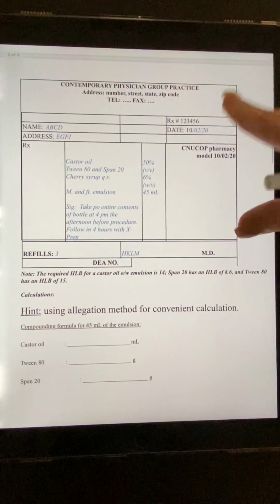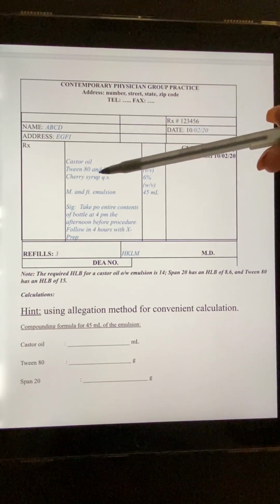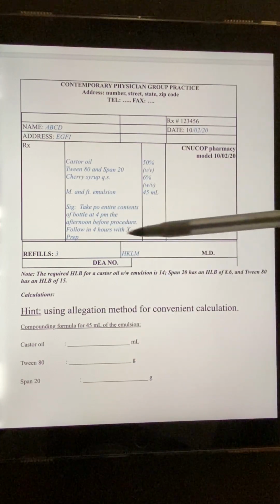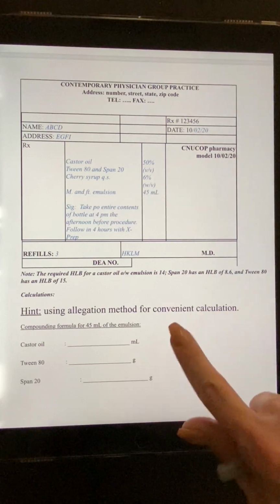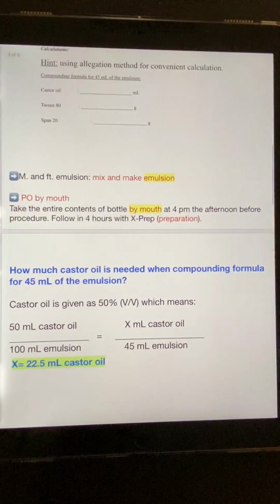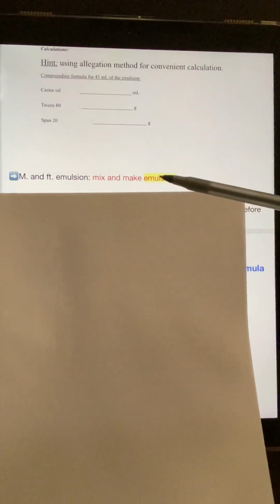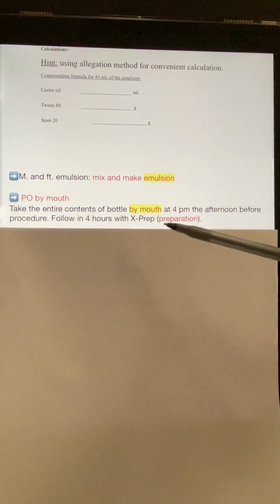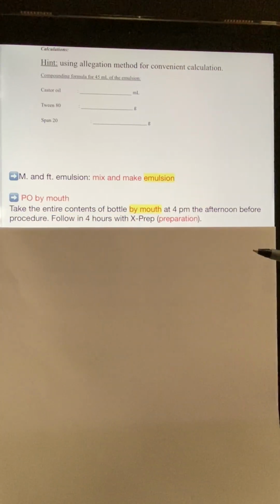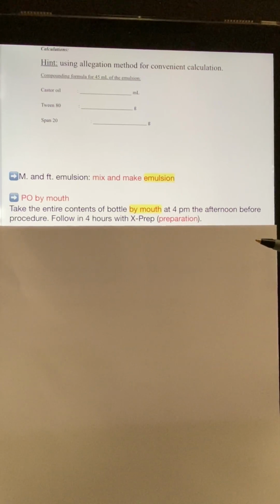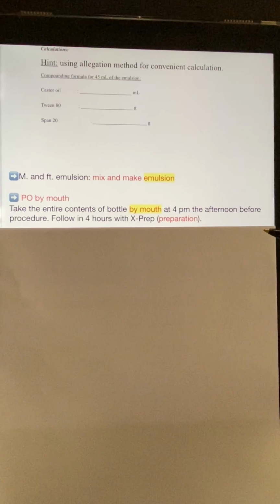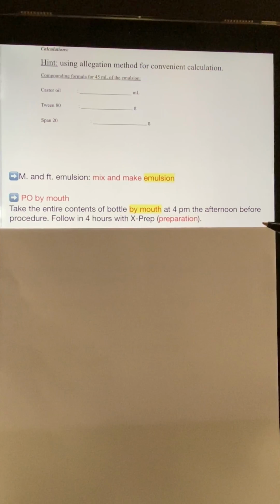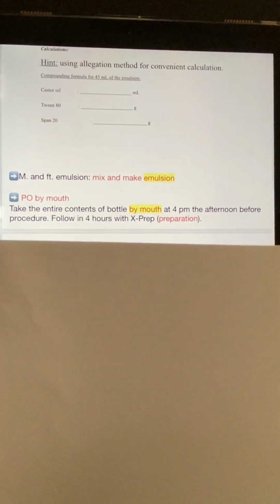On the screen, you have a prescription that includes the ingredients, two-part instruction, followed by what you need to calculate. Going over the instruction, you are simply asked to mix and make emulsion. So right there you have your dosage form. The second part of the instruction is how you will counsel your patient. Take the entire contents of bottle by mouth at 4 p.m. in the afternoon before procedure. Follow in 4 hours with X-ray preparation.